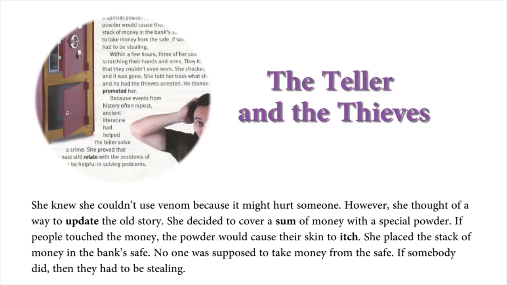She knew she couldn't use venom because it might hurt someone. However, she thought of a way to update the old story. She decided to cover a sum of money with a special powder. If people touched the money, the powder would cause their skin to itch. She placed the stack of money in the bank safe. No one was supposed to take money from the safe. If somebody did, then they had to be stealing.